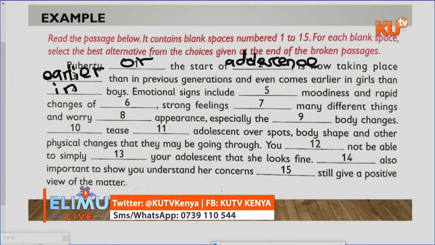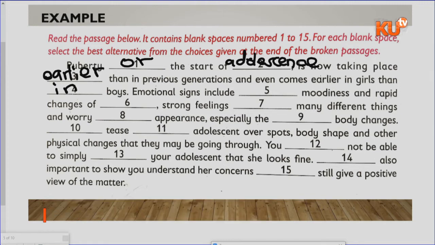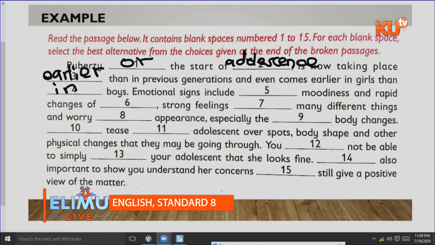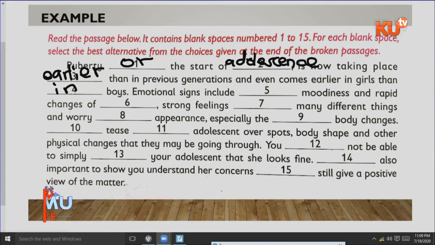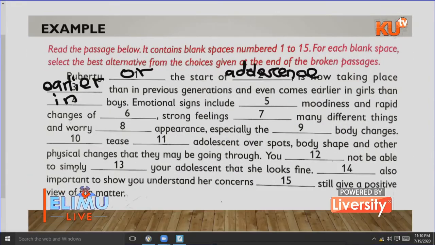For example, in question 2, they are asking you the start of dash is now taking place earlier. The start of dash is now taking place earlier in girls than in boys. Emotional signs include dash moodiness and rapid changes of dash strong feelings. So you read again for the second time to try and understand that Cloze test. After you've done that, you then move to your next step, which will be easier. Your next step will be where you will go to pick your answers. So your next step will be about picking your answers.